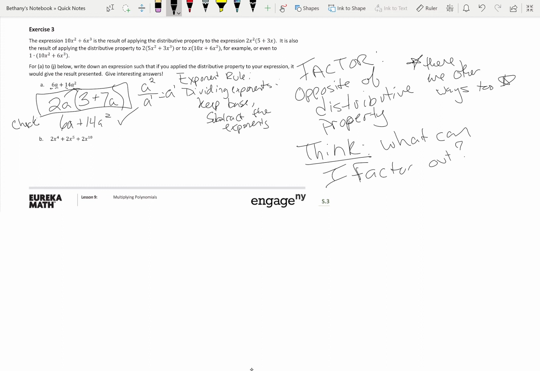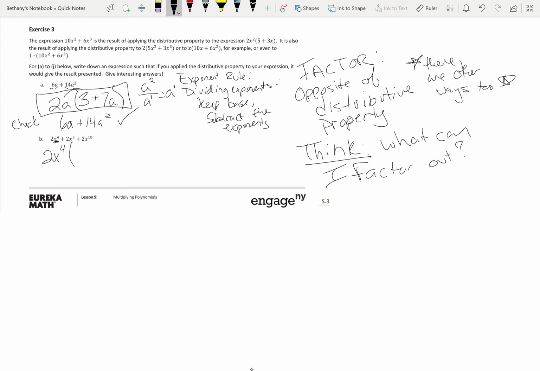Alright, same here. I have 2x to the 4th plus 2x to the 5th plus 2x to the 10th. I know I can definitely take a 2. And the maximum number of x's I could take out of all of these is x to the 4th, because my lowest term has x to the 4th.